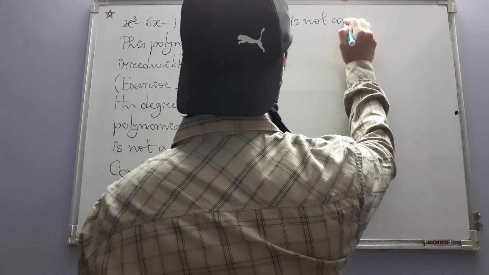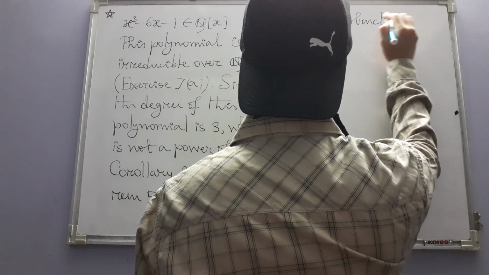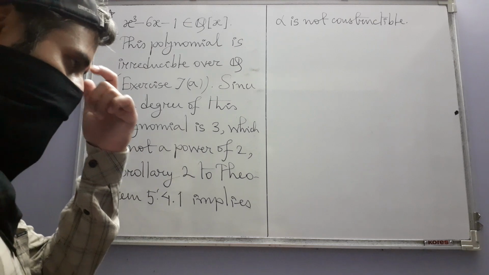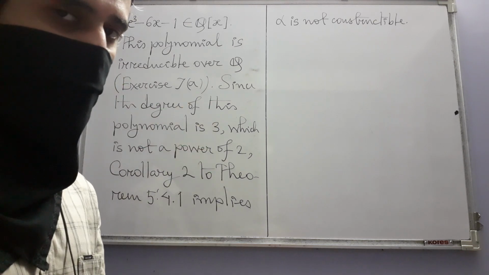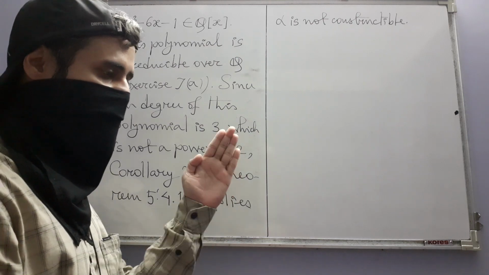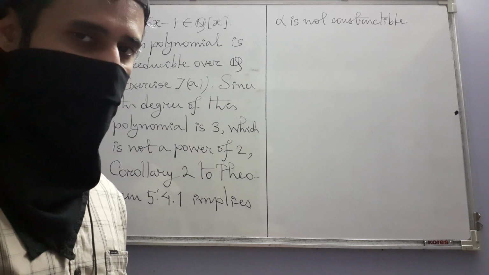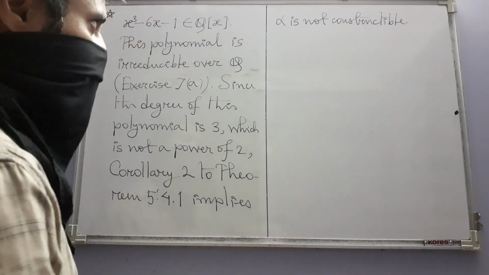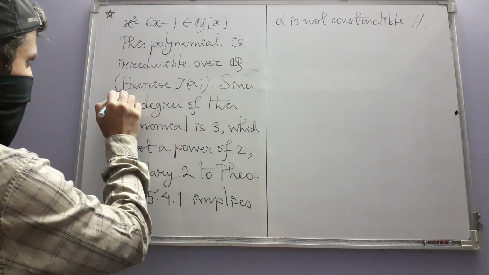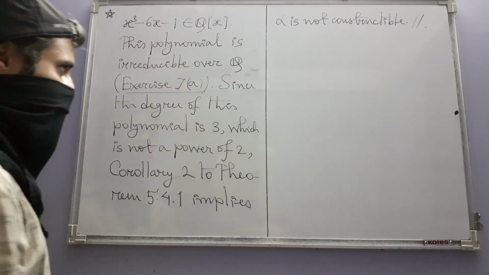Not constructible. And that means theta is also not constructible, which is 20 degrees, and that's why you cannot create an angle of 20 degrees using straightedge and compass alone from an angle of 60 degrees. So that's essentially the proof. So the gap here is this, which we will see how this is irreducible.